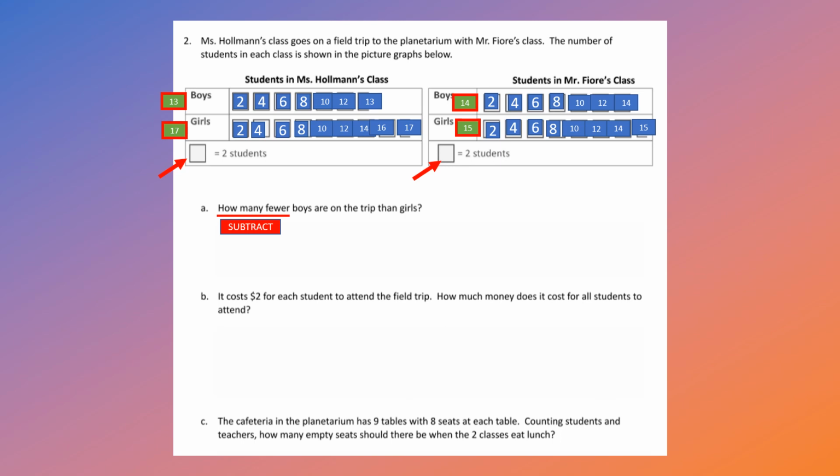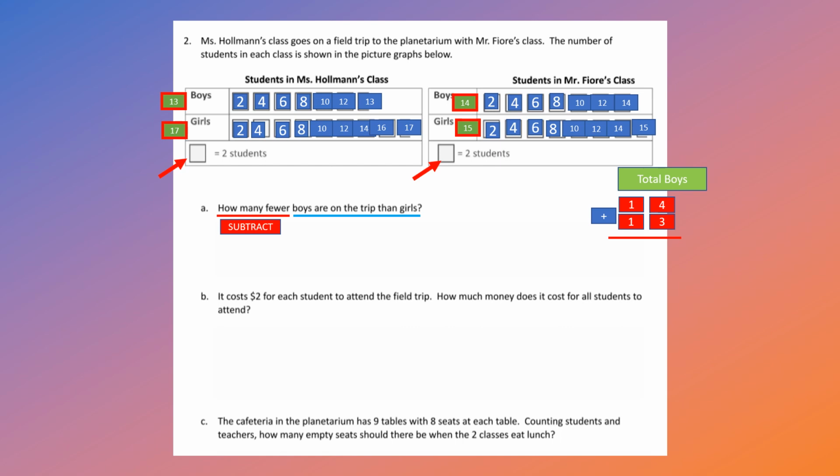But I have 2 sets of boys and 2 sets of girls. It didn't say boys in only Miss Holloman's class to girls only in Miss Holloman's class. It said boys and girls. So I have to combine the boys and the girls to figure out the total boys and the total girls. Okay, so let's get started. Let's start off with total boys. I'm going to add the boys from Mr. Fiore's class, which is 14, plus the boys from Miss Holloman's class, which is 13. I need to figure out how many total boys went on this field trip.